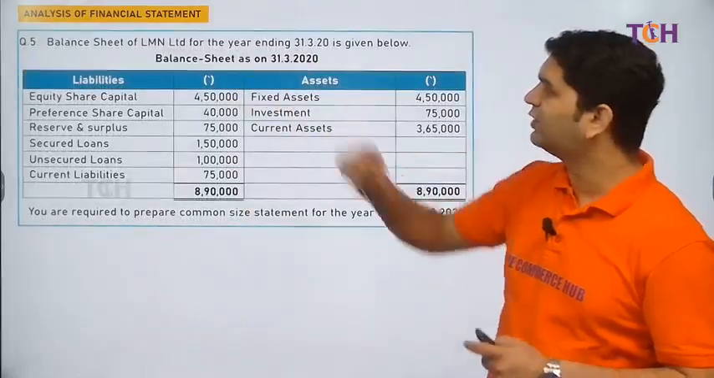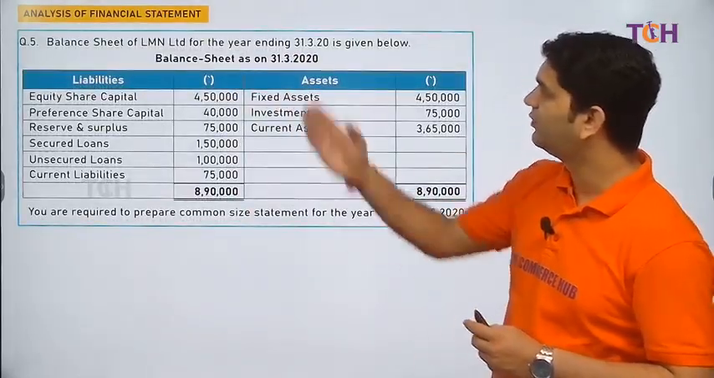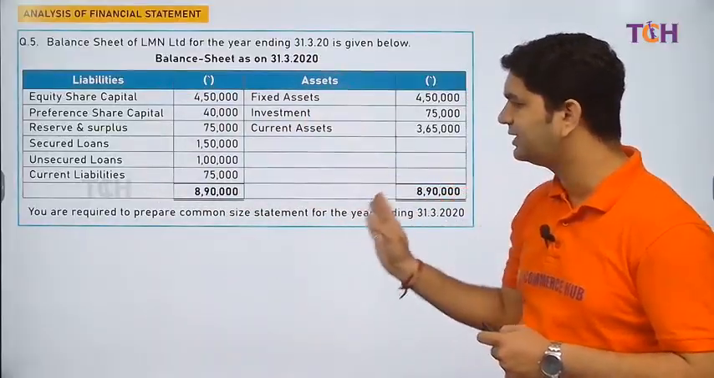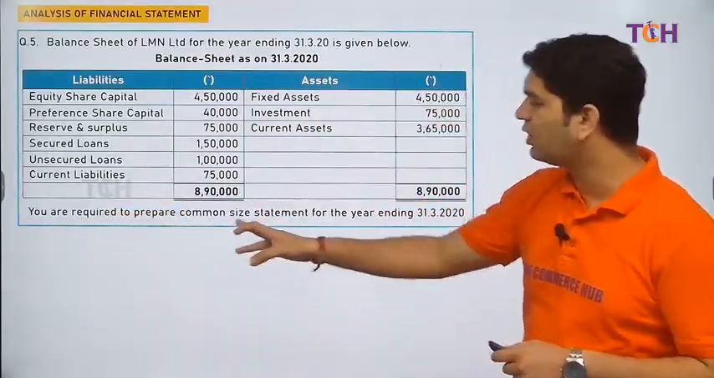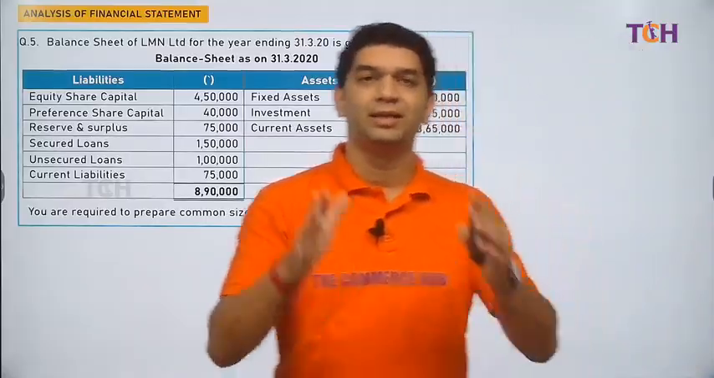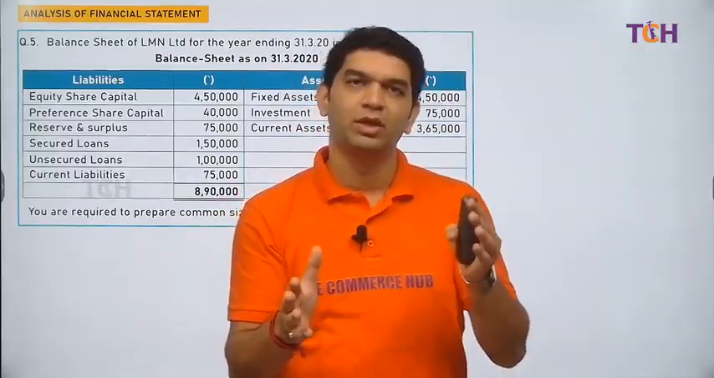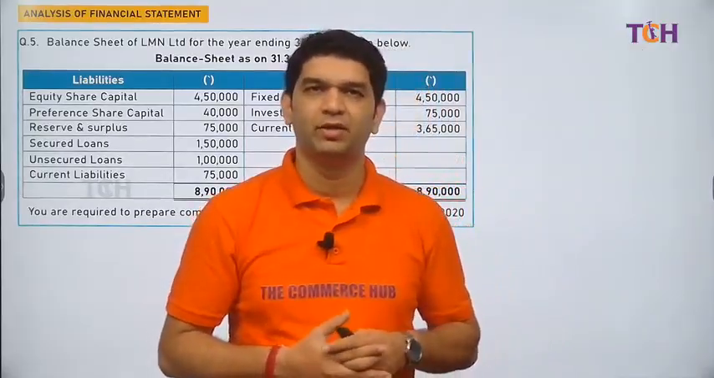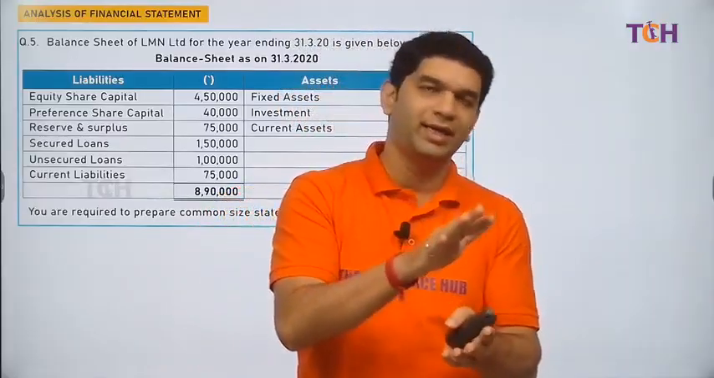It says balance sheet of LMN Limited for year ending 31st March 20. So this is the balance sheet, with liability side and asset side. You are required to prepare a common size statement. First of all, we need to convert this horizontal format into vertical, like we did in the comparative statement.